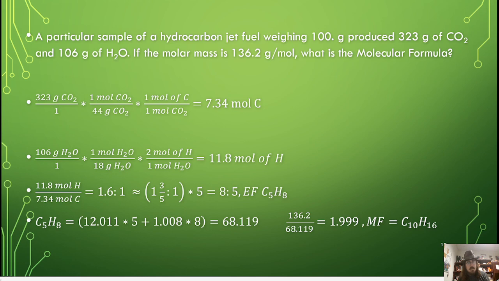Now, how much does C5H8 weigh? We add up 5 carbons at 12, 8 hydrogens at 1, weighs about 68. 68 goes into 136 about 2 times. So our molecular formula is double C5H8, which is C10H16. So with that in mind, that is some sort of a hydrocarbon with 2 degrees of unsaturation. So some sort of decane or cyclodecane with 2 degrees of unsaturation.